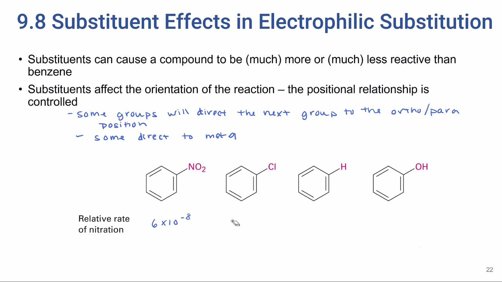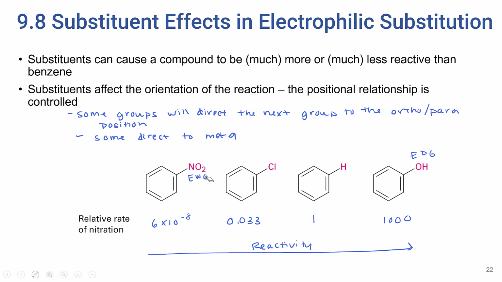If I have a nitro group, that is going to slow the reaction down. So that would be 6 times 10 to the negative 8. Having a chloride on the ring is going to speed up the reaction a little bit. Benzene is just 1. And when I add an electron donating group, an OH here with the lone pairs on it, that's going to speed up the reaction 1,000 times. So we can see the reactivity trend here. The electron donating groups are stronger donors, and they speed up the reaction versus the electron withdrawing nitro groups, which slow down the reaction.